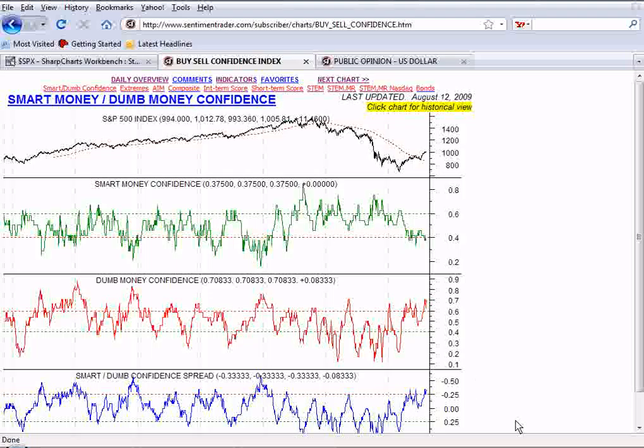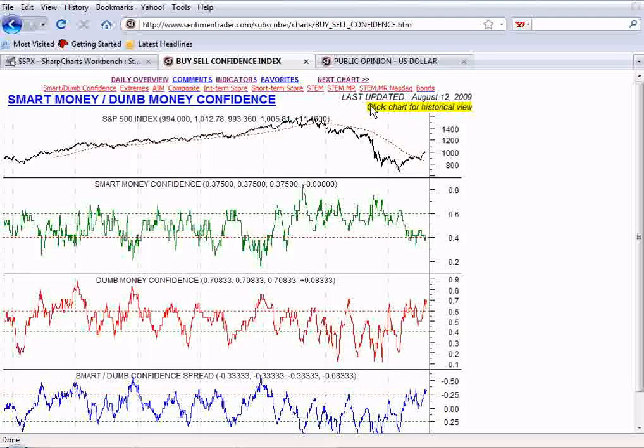So as of today's readings, the dumb money took a very big jump and is back at the highest levels of the bear market, and the smart money is back near the lows. So the spread is as wide as it's been since late 2006. So that's one reason for caution for bulls right now.